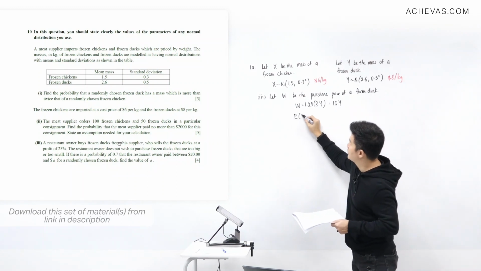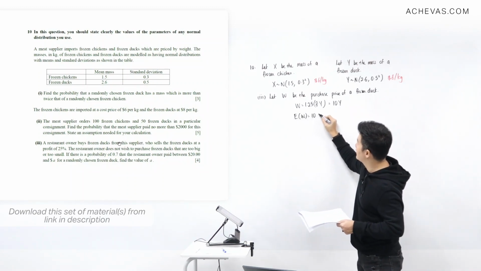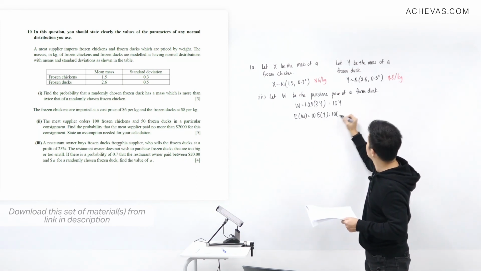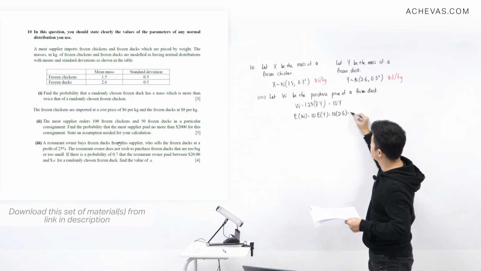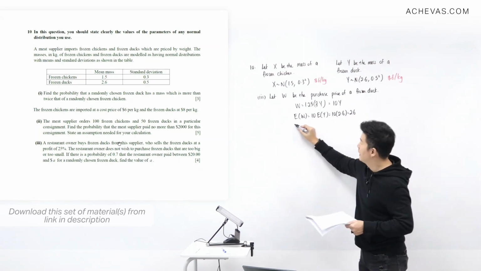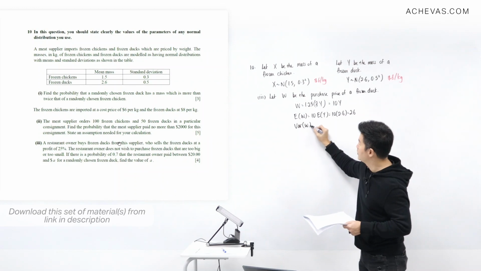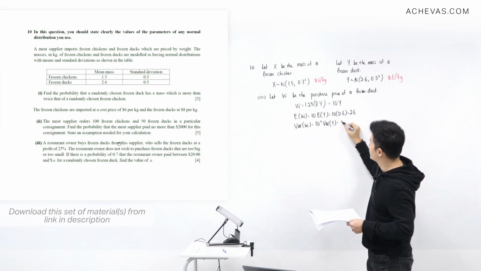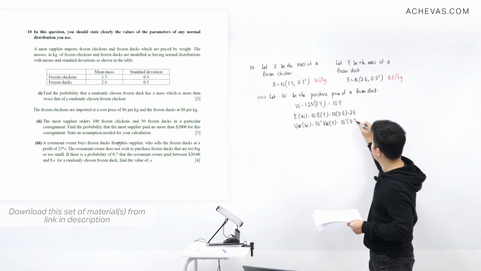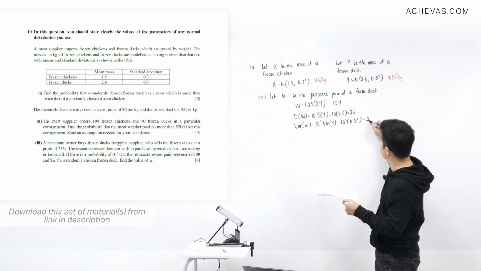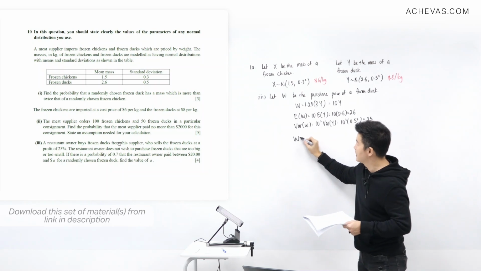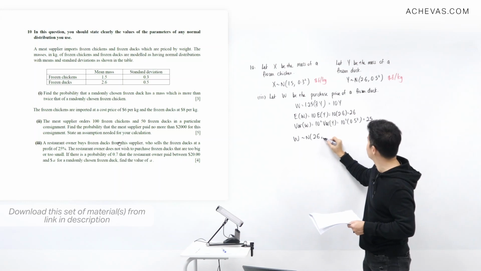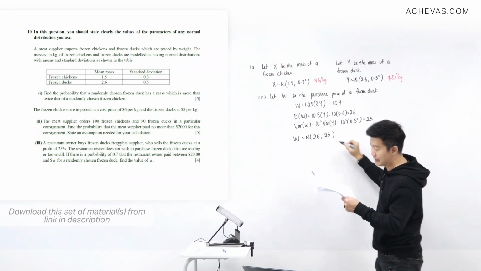So the expectation of W is going to be 10 times the expectation of Y. This is going to be 10 times 2.6. This is equal to 26. And the variance of W is going to be equal to 10 squared times the variance of Y. So it's going to be 10 squared times 0.5 squared. This is going to be equal to 25. This tells us that W will follow a normal distribution with a mean of 26 and a variance of 25.